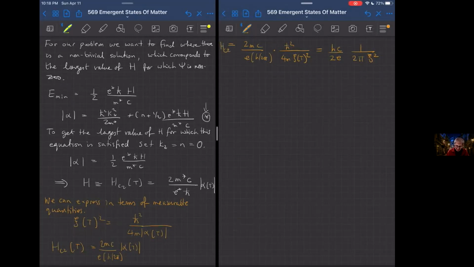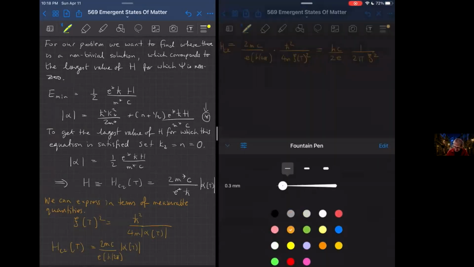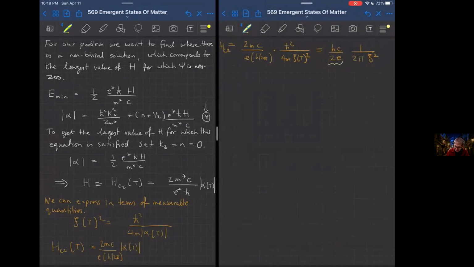is related to the correlation length in this way, and this thing over here is the thing that I had mentioned to you in the introduction. This is the fluxoid quantum. And this has the value about 2.07 times 10 to the minus 7 Gauss centimeter squared.